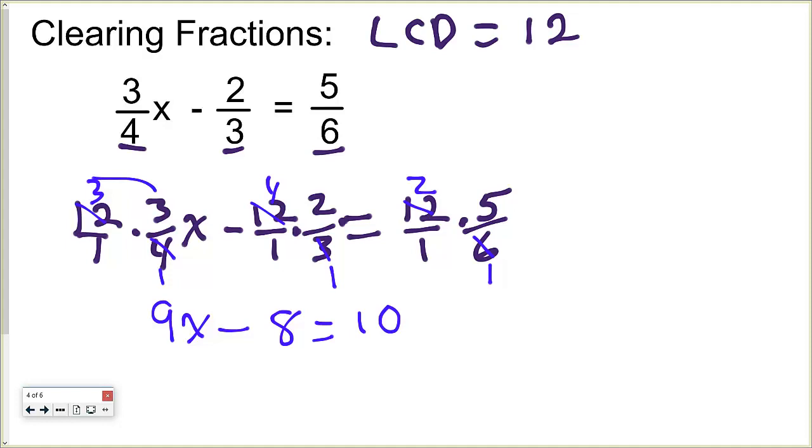So using the least common denominator, you see every denominator, the 4, the 3, and the 6 will all divide equally or evenly into 12, leaving something left over in the top that you can multiply with. And this equation here becomes much simpler to solve.